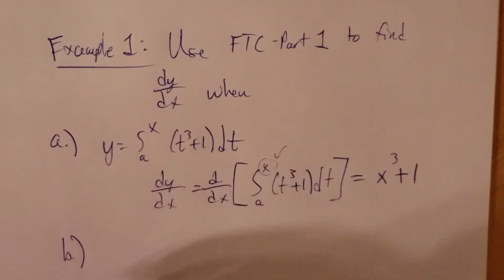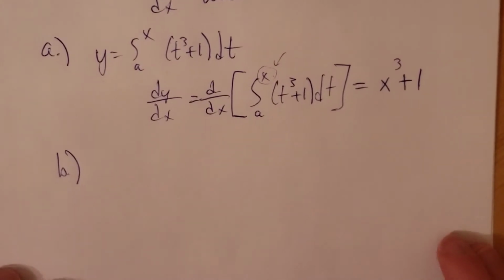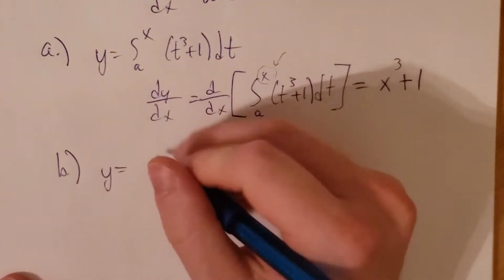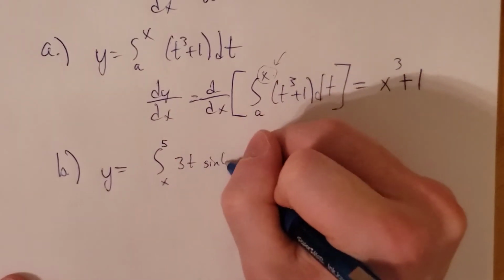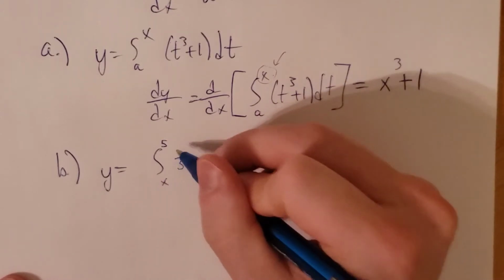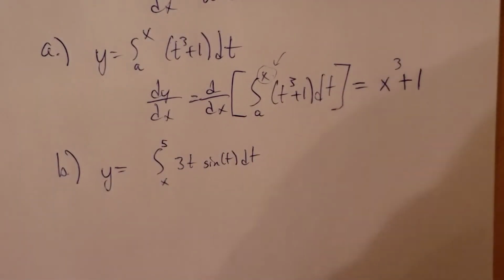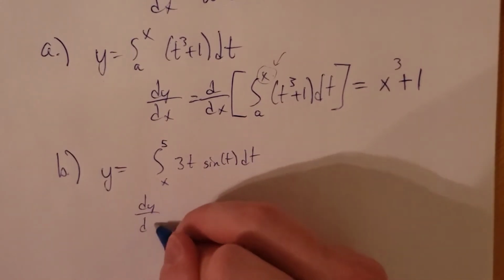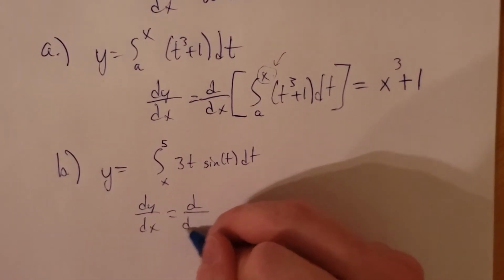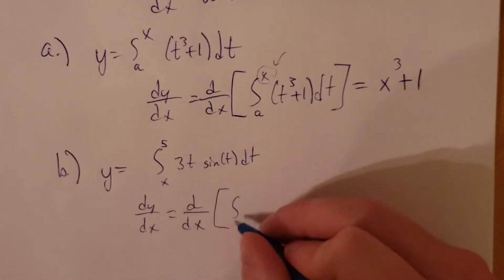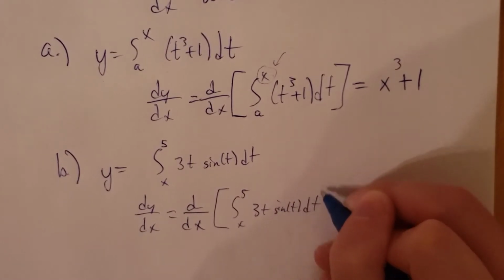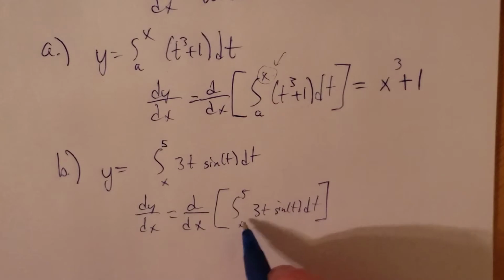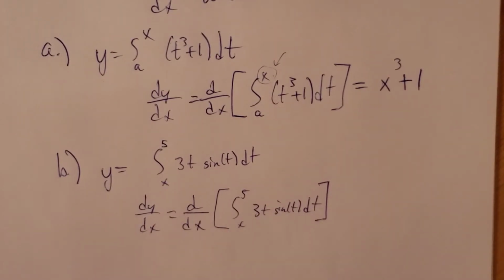Let's do a slightly more complicated version. And let's let now y equal the integral from x to 5 of 3t sine of t dt. Now here we want dy dx to equal the derivative with respect to x of this integral. But here is our problem. This does not fit what our fundamental theorem of calculus part 1 says.